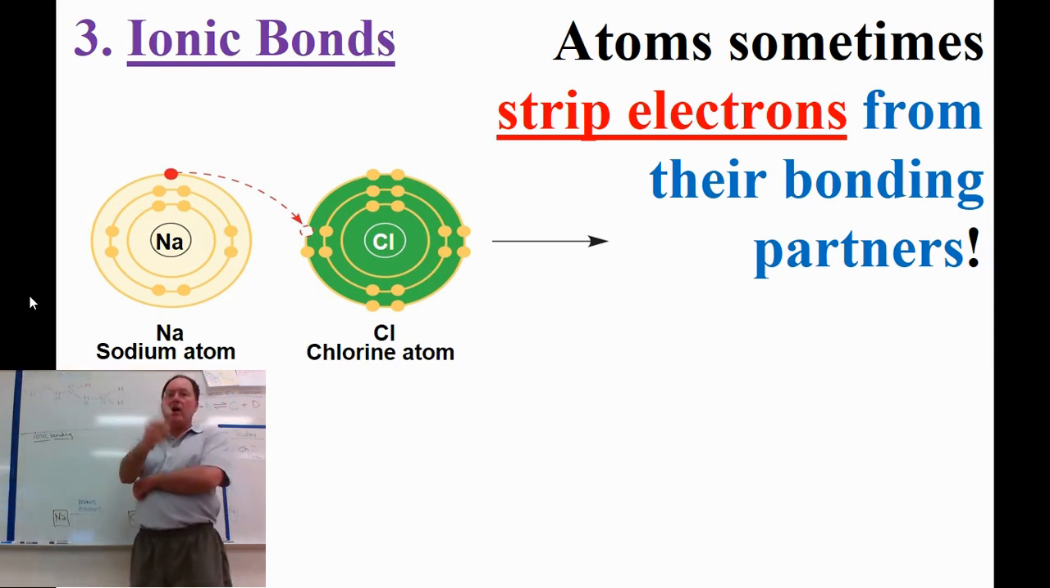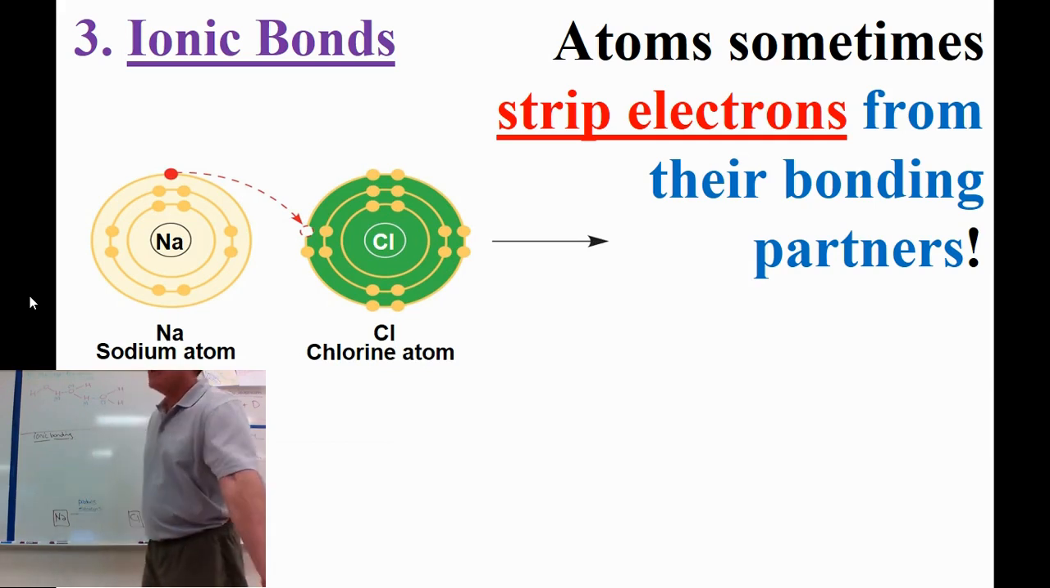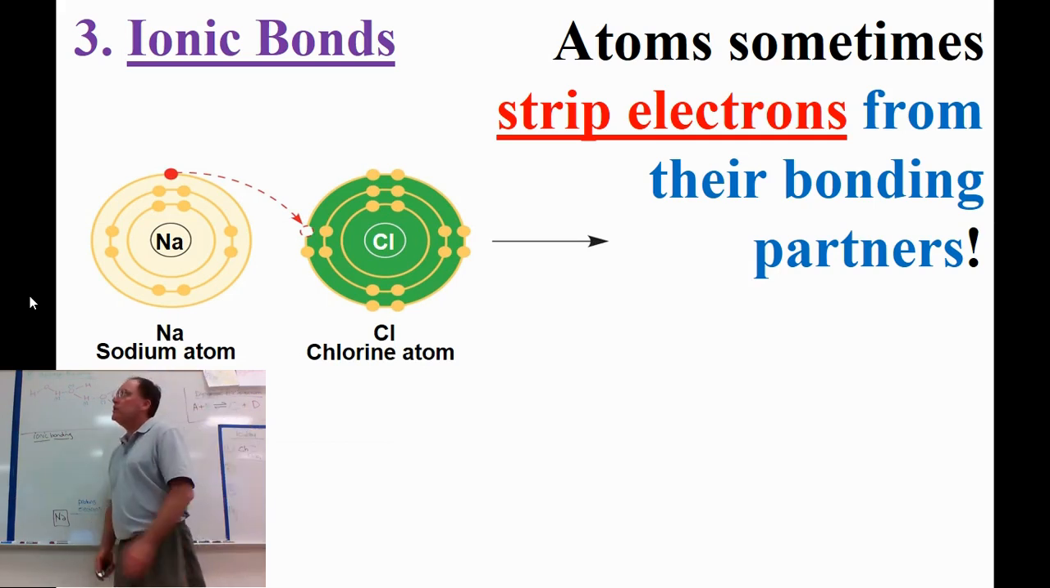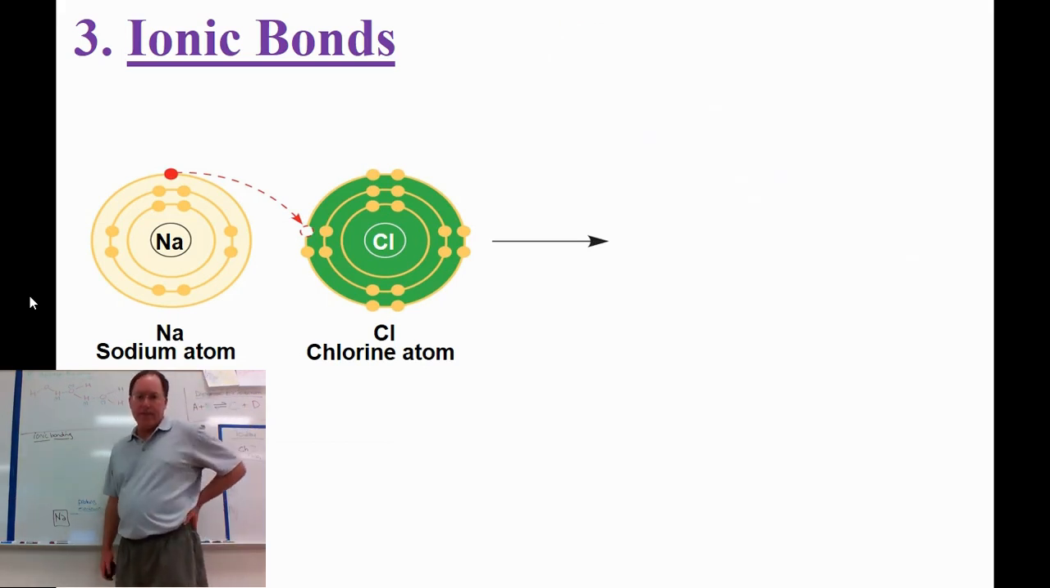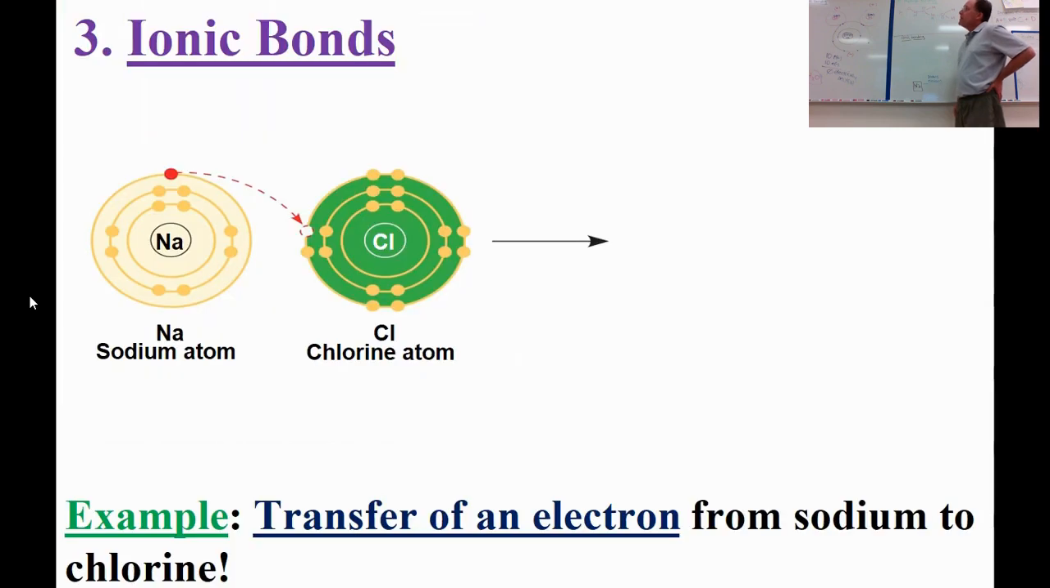And the whole idea with ionic bonding is that one atom is going to lose an electron and another atom is going to gain an electron. And I'll try to teach you how to know who's going to lose one and who's going to gain one, but you might know this already. So this says transfer of an electron from sodium to chlorine. You can see in that picture that literally an electron from sodium is going over to chlorine.